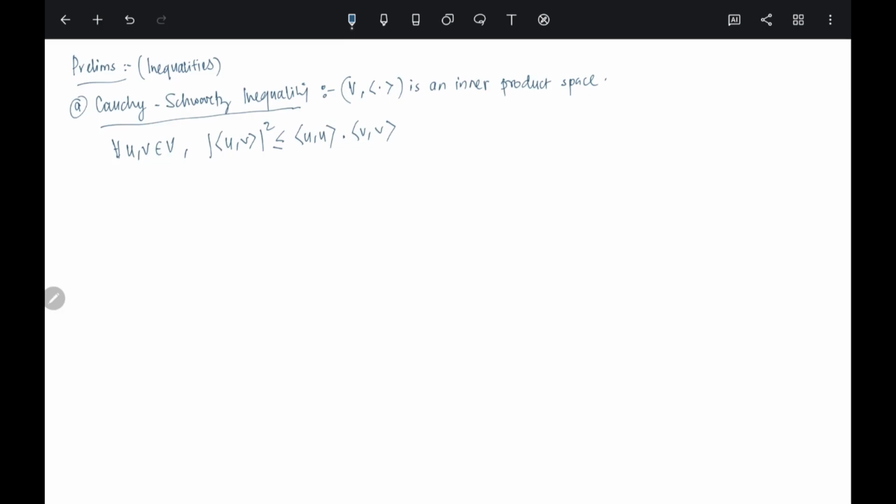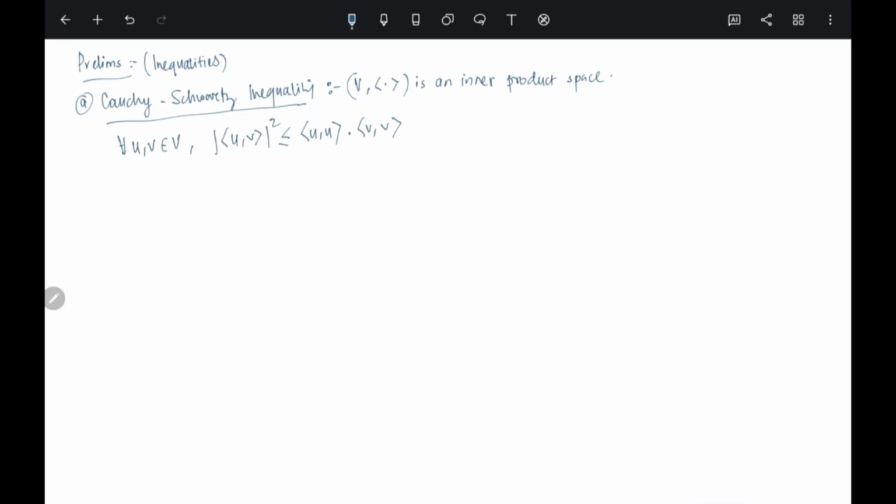And of course the thing is how to prove this. So this is the Cauchy-Schwarz inequality, and the point is: how do you prove such an inequality? Before I do that, one simple remark I want to put down here.